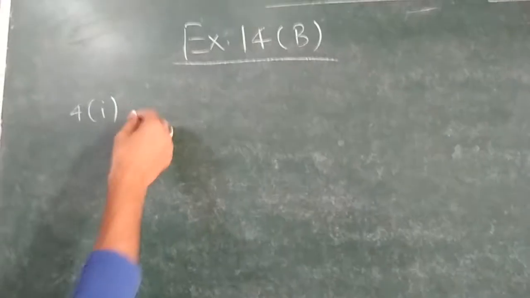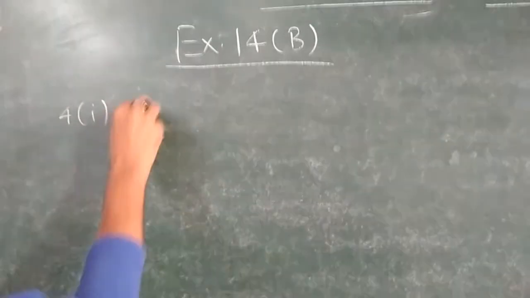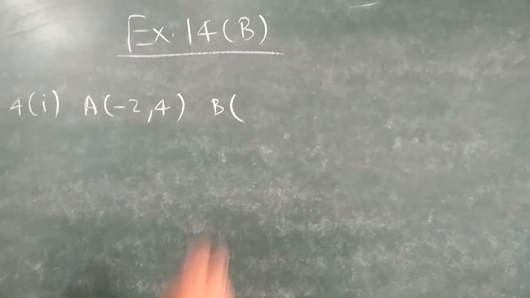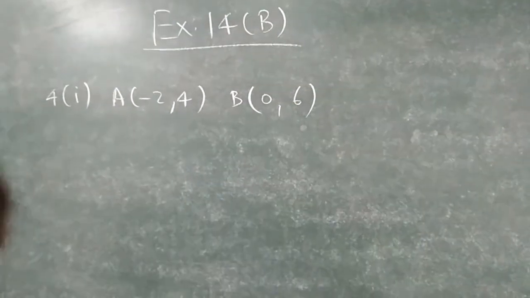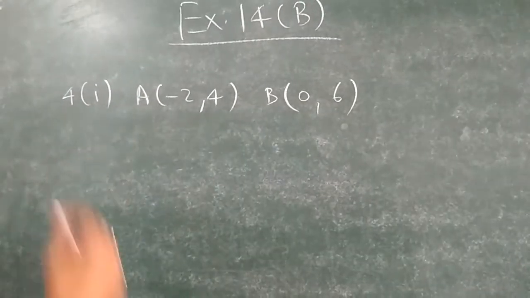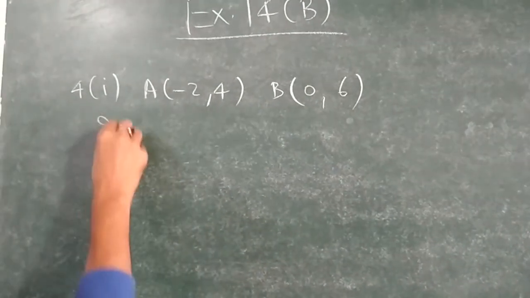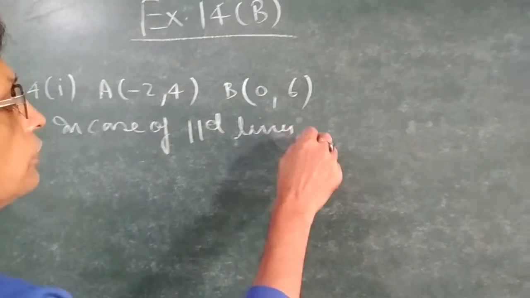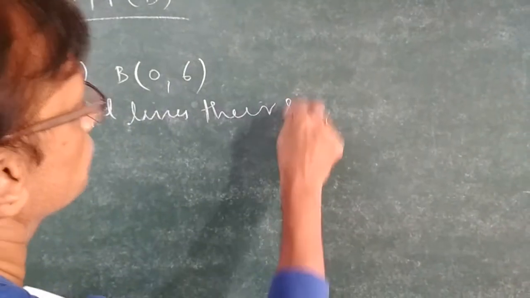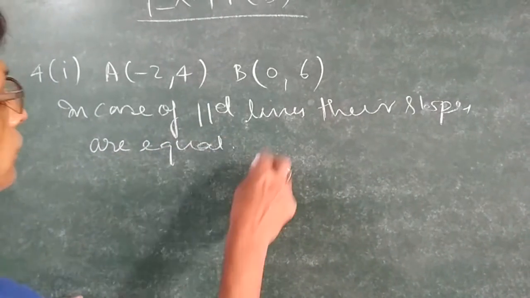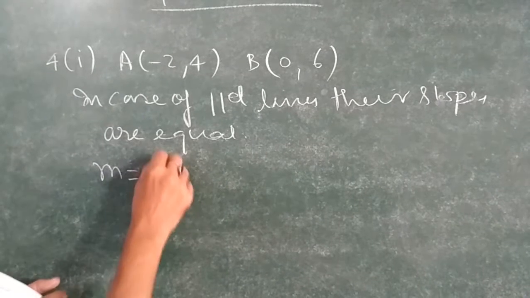Clear? Okay. In question number 4, find the slope of a line parallel to AB. You are given point A as minus 2, 4 and point B as 0, 6. Clear? So we have to find the slope of the line parallel to AB. You know that in the case of parallel lines, the slopes are equal. You write, in case of parallel lines, their slopes are equal. Clear? So we find the slope by using this formula.